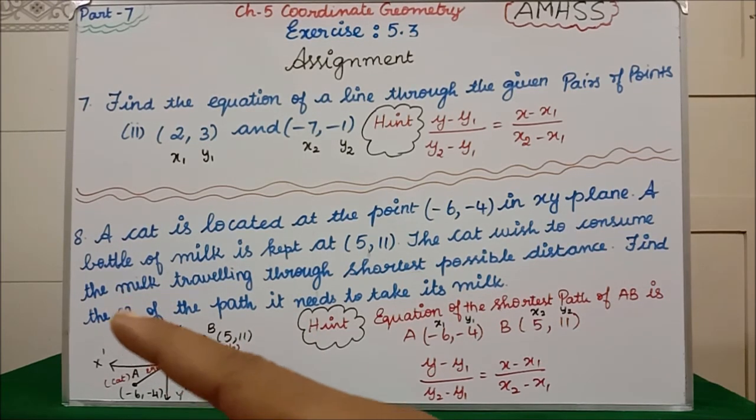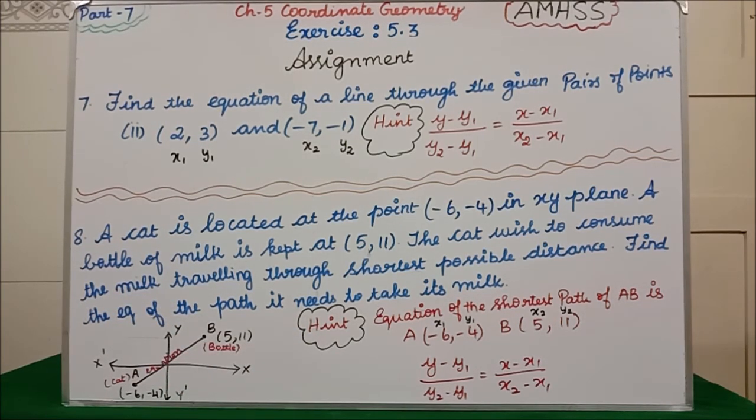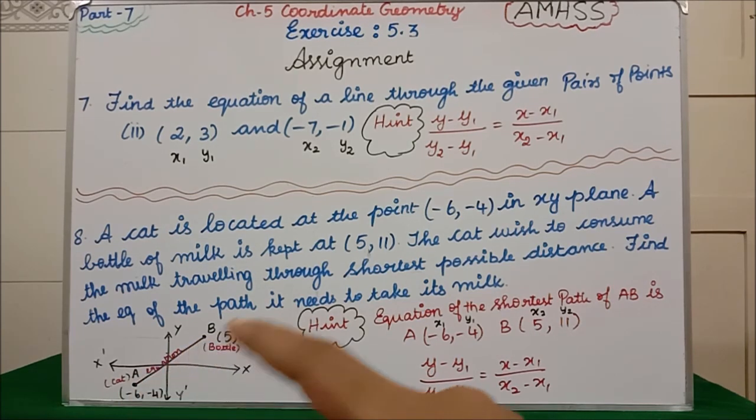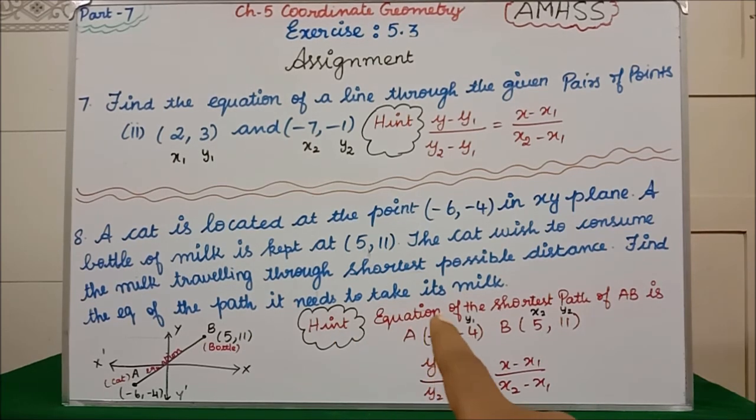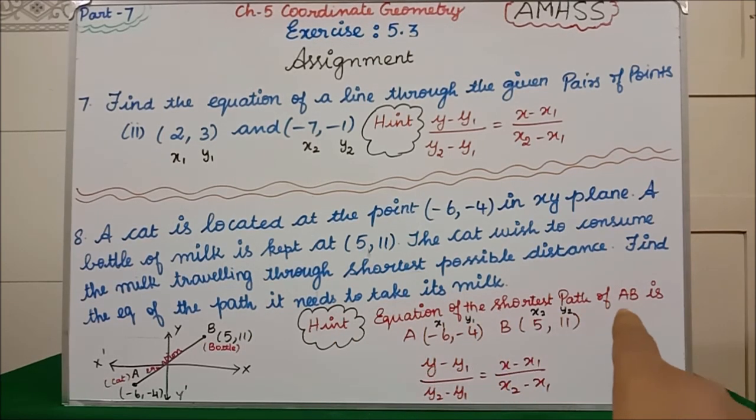This value EQ means equation. Clear? So, in between A to B, this equation we have to find. The cat and the bottle, that straight line equation we have to find in this question. Clear? We'll see the hint now. Equation of the shortest path of AB is. A is what? Cat. B is what? Bottle. So, that equation we have to find.